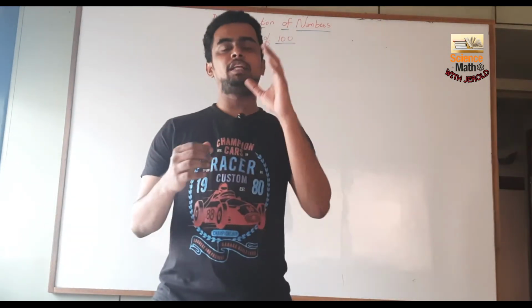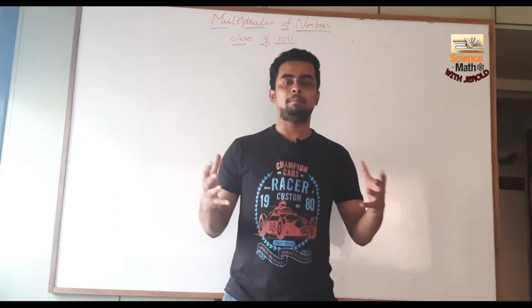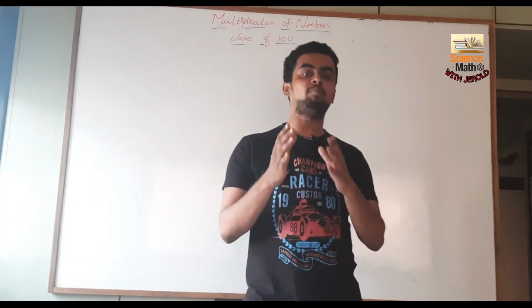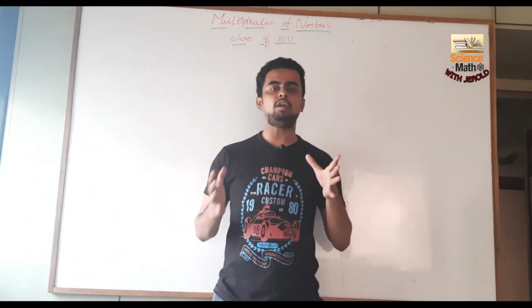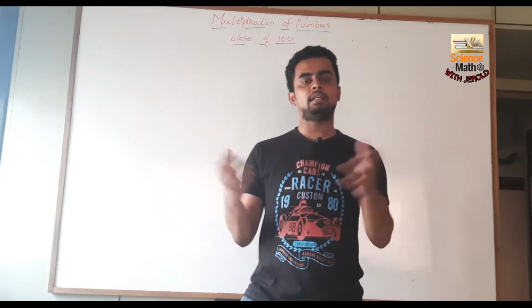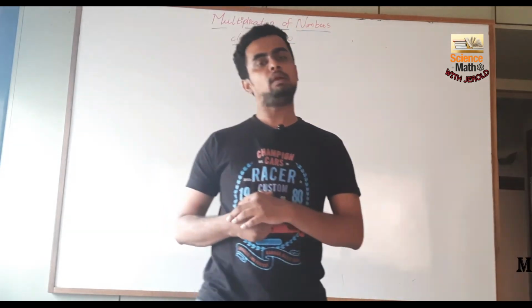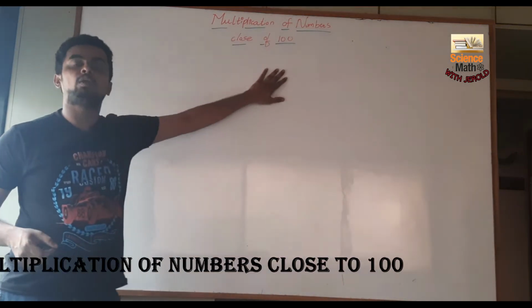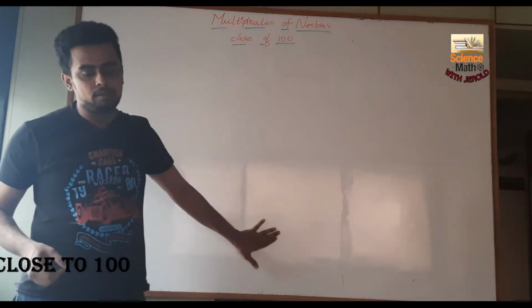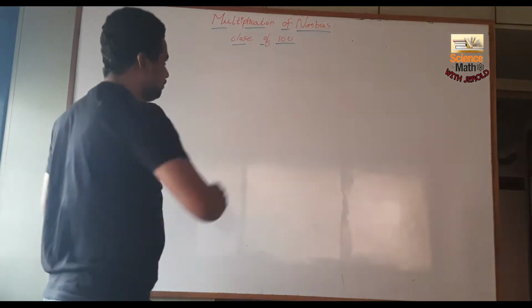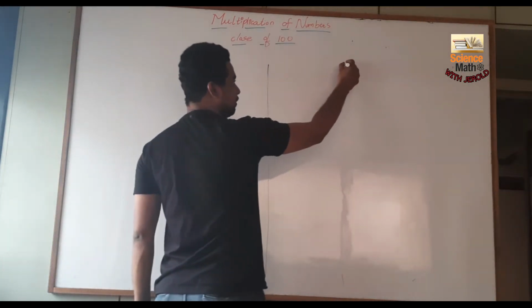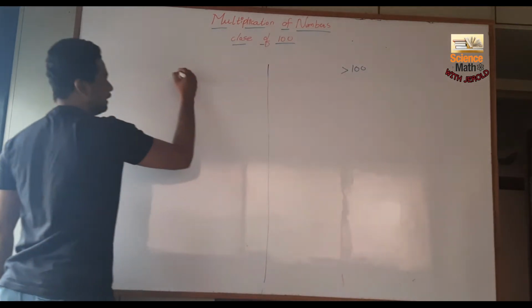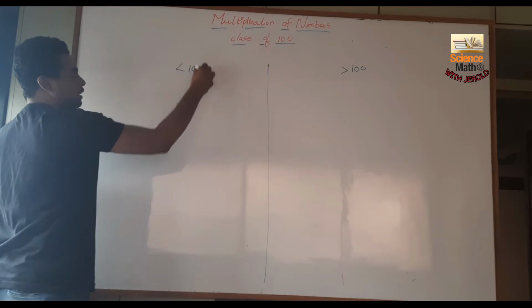Let us start with the third video of the series Mathemagic of the Week. In this video we will be continuing the series of multiplication. In the first two videos we saw different multiplication tricks, and in the third video also we are seeing a new multiplication part, that is multiplication of numbers that are close to 100. There are two types of numbers close to 100: the numbers which are smaller than 100, and the numbers which are greater than 100.